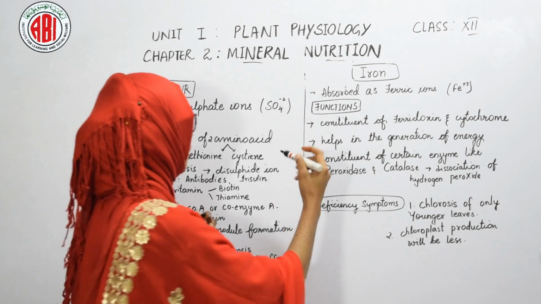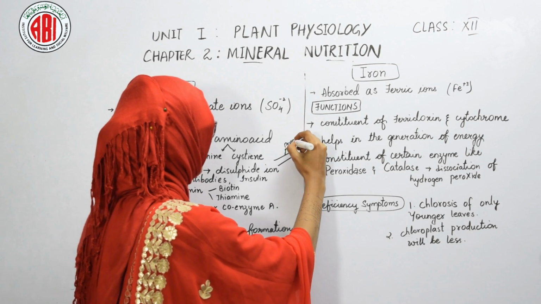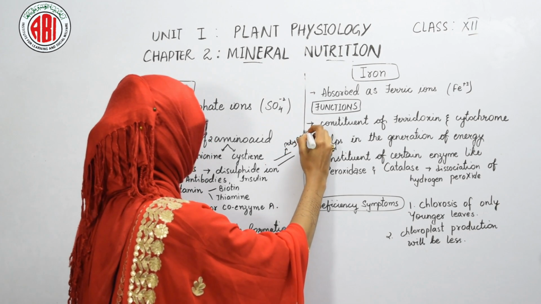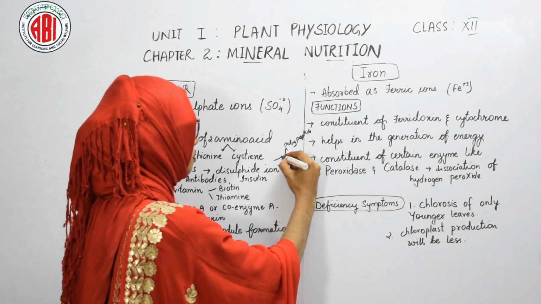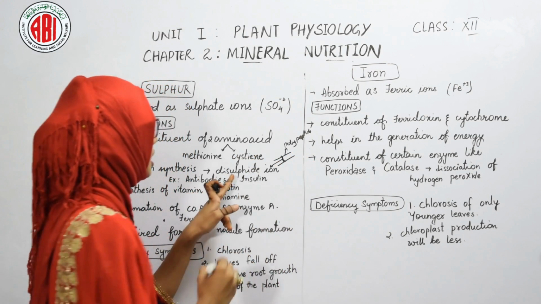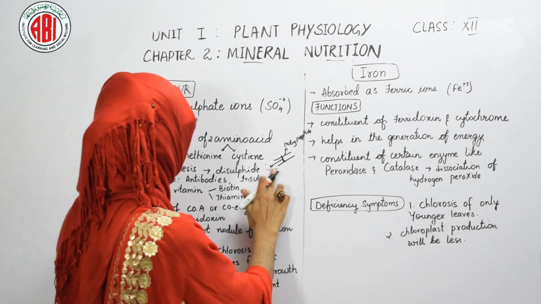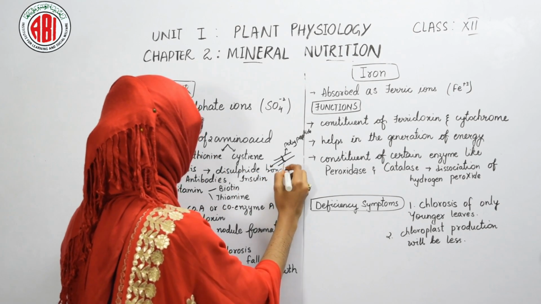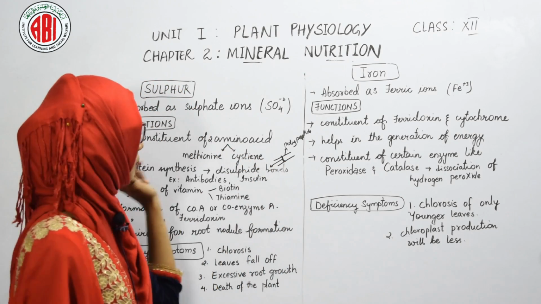Now, when we observe the structure of protein or the polypeptide chains, we can see that in between these two chains, one bond is present, and this bond is called a disulfide bond. So these disulfide bonds are present only when the element sulfur is present in the polypeptide chain.